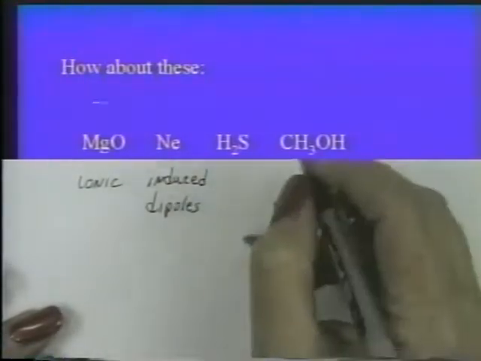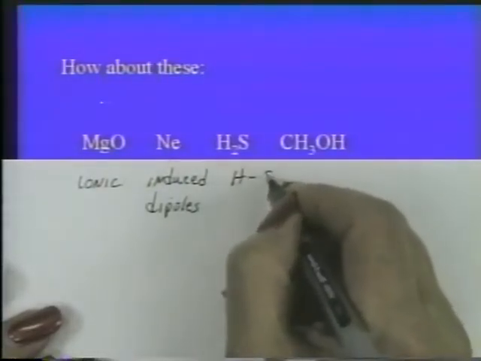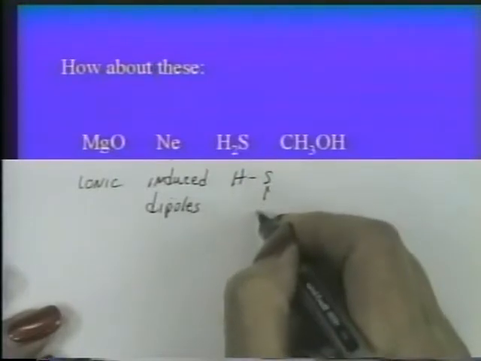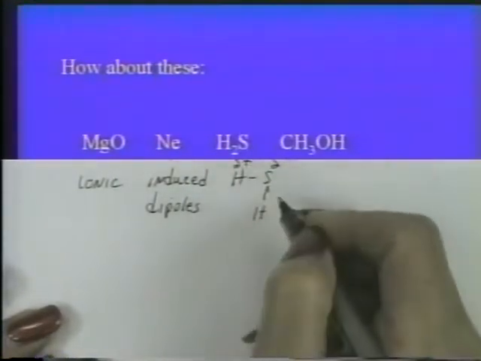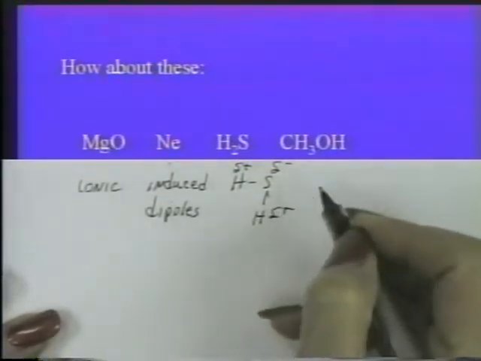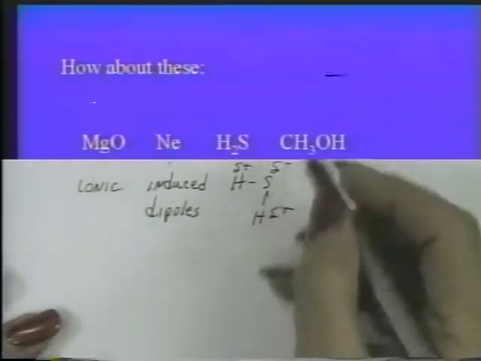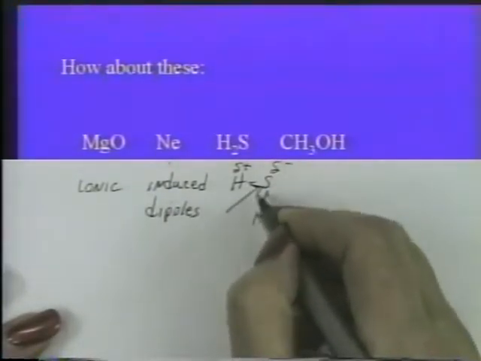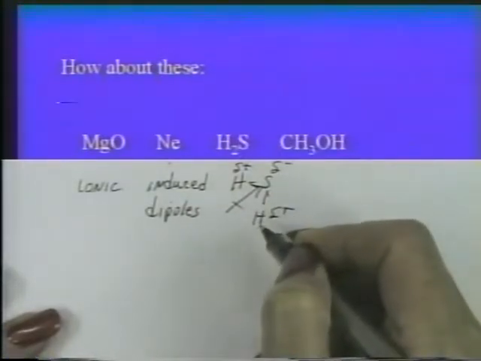All right. Hydrogen sulfide, H2S. Do you remember what we said? Well, here you have hydrogen to sulfur. This is somewhat negative. This is somewhat positive. So it has a bit of a dipole going in that direction, not necessarily a very strong one, but it's there.